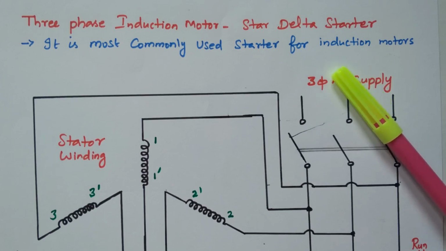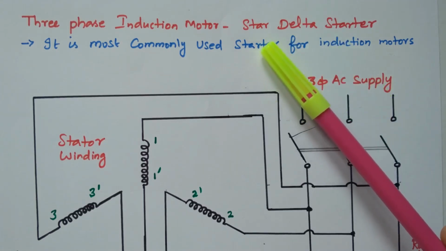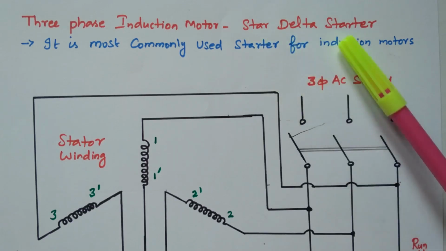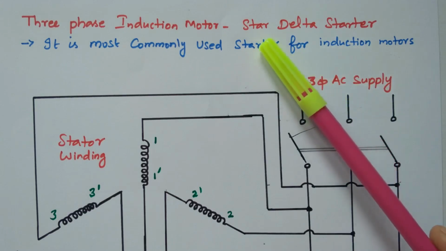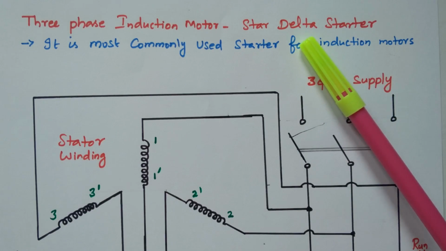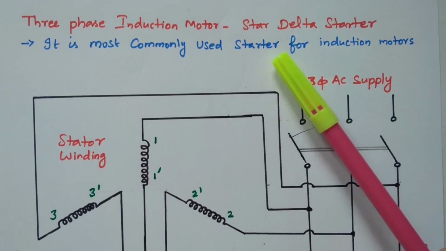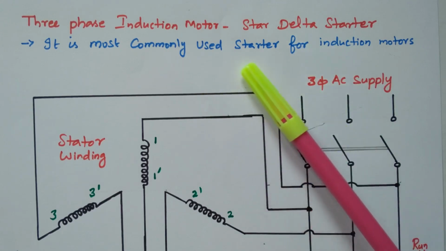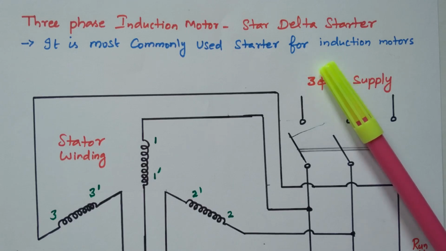Now we will go to the topic, star delta starter. In order to start the motor, one type of starter we use is the star delta starter. The stator winding, during starting, is connected in star connection. During running it is connected in delta connection. So this is the method used in the star delta connection. This is most commonly used for induction motors. Normally the used starter is the star delta starter.